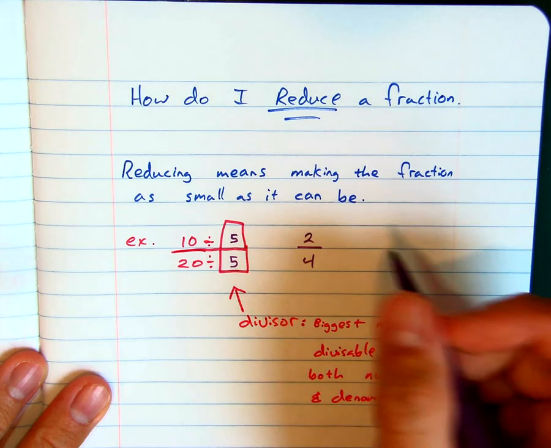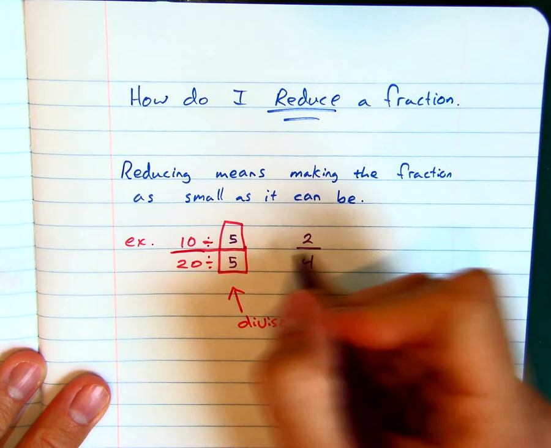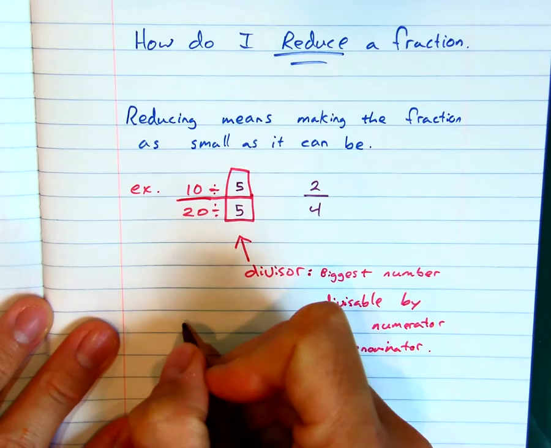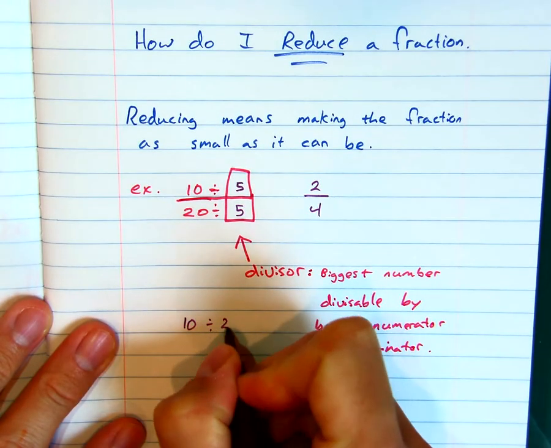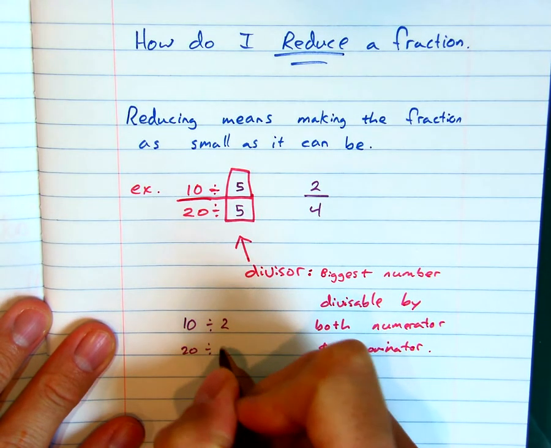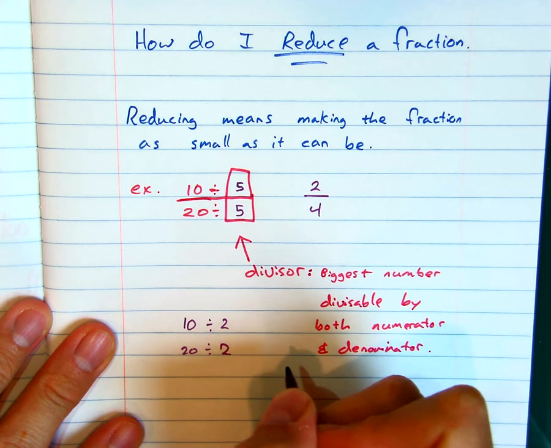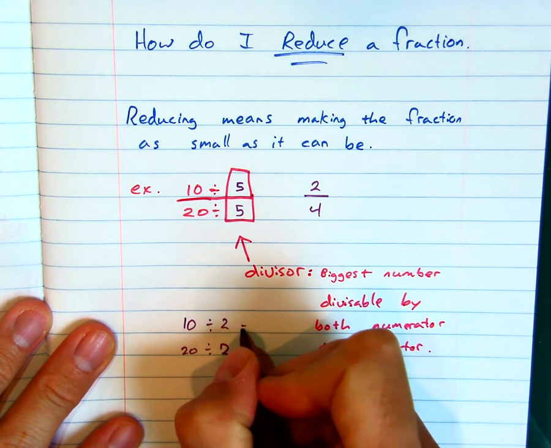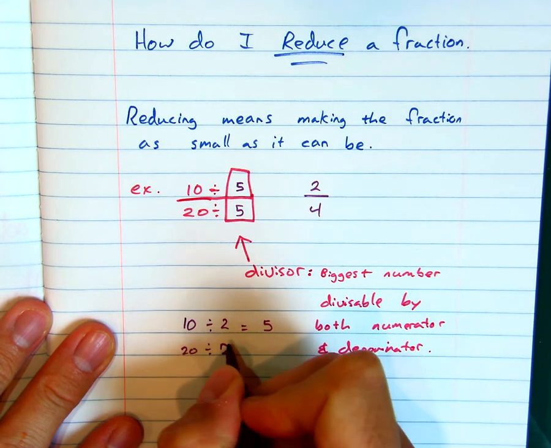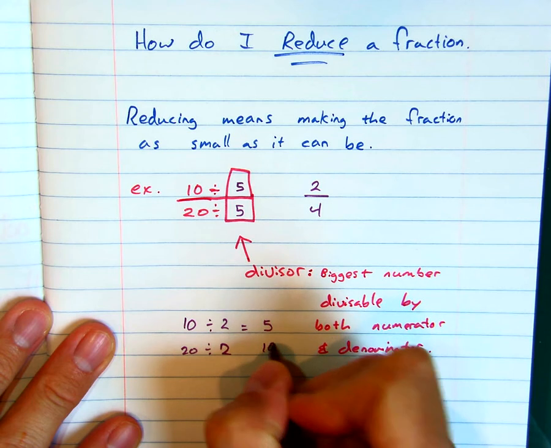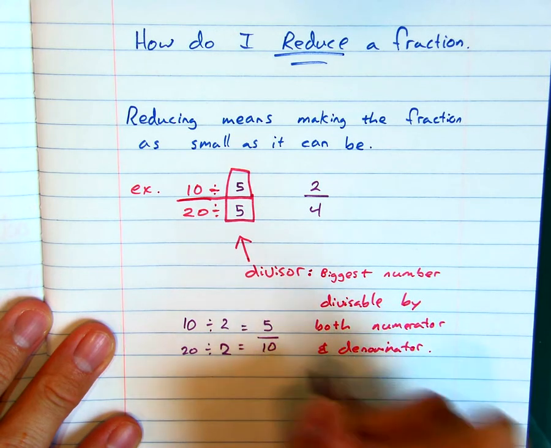Well, we could say 2. Let's try it with 2. 10 divided by 2 equals 5. 20 divided by 2 equals 10. Ooh, see, we're still not at the smallest point.